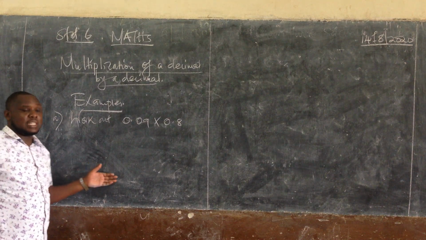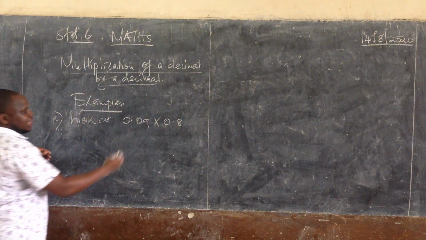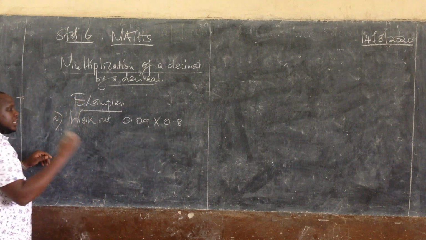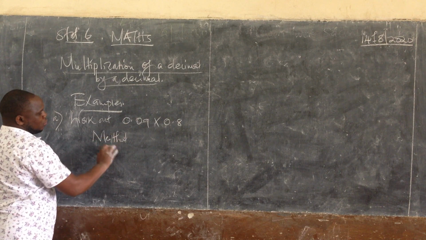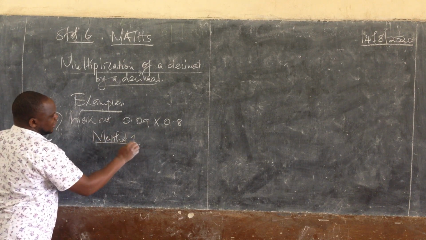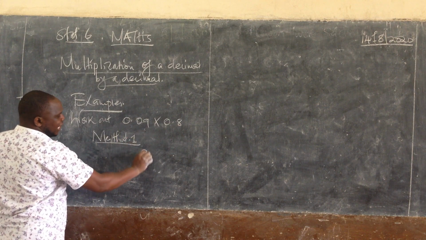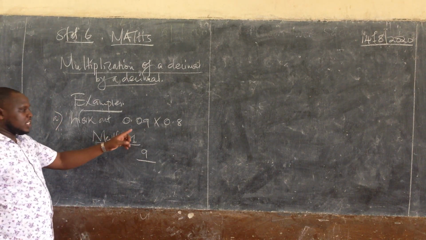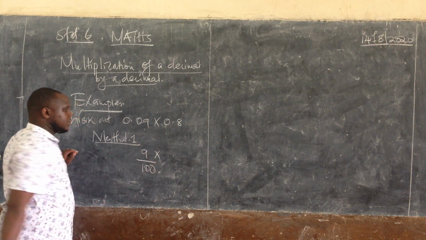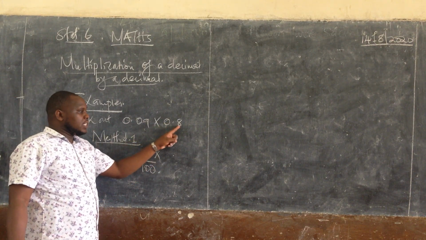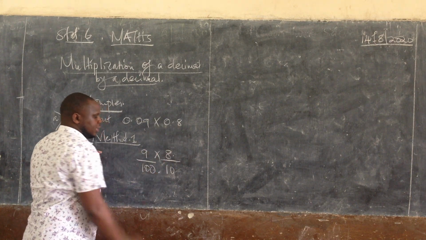There are two methods that I said. In this case, you have to change both of them into fractions. That is method number one. Method one, change both into fractions. So 0.09 is going to be 9 over, count the number of decimal places here, 1, 2, so 100, times 0.8, so 8 over 1, so 10.